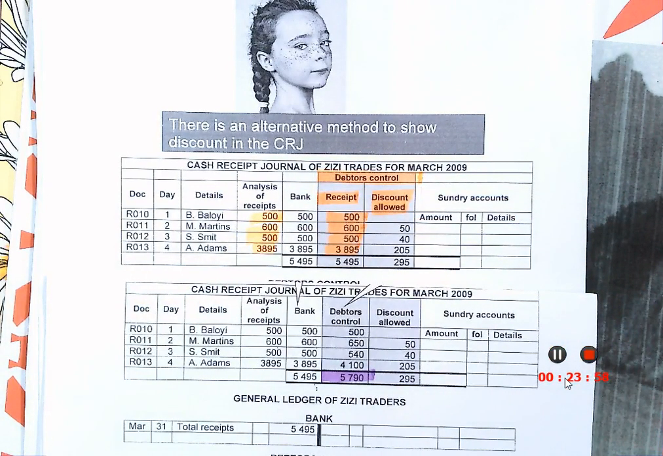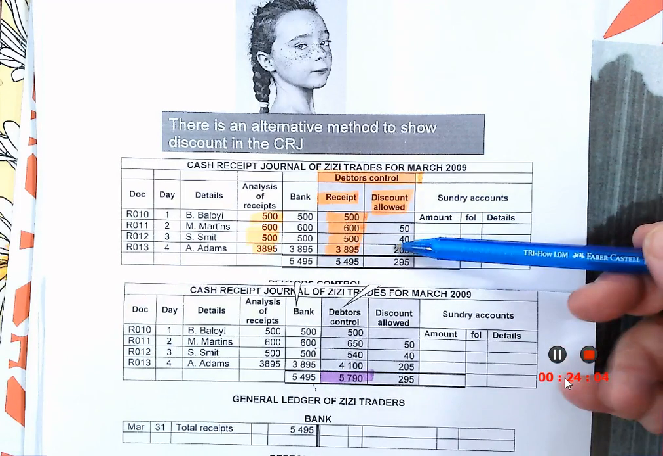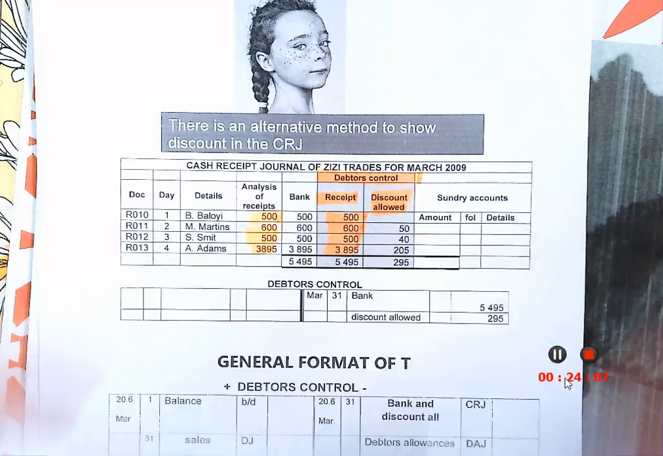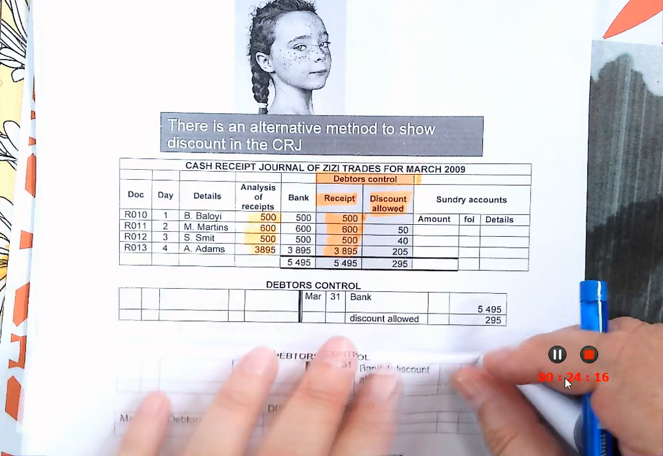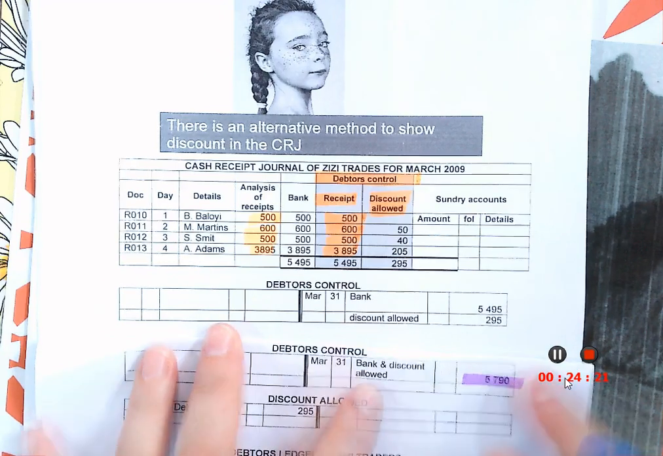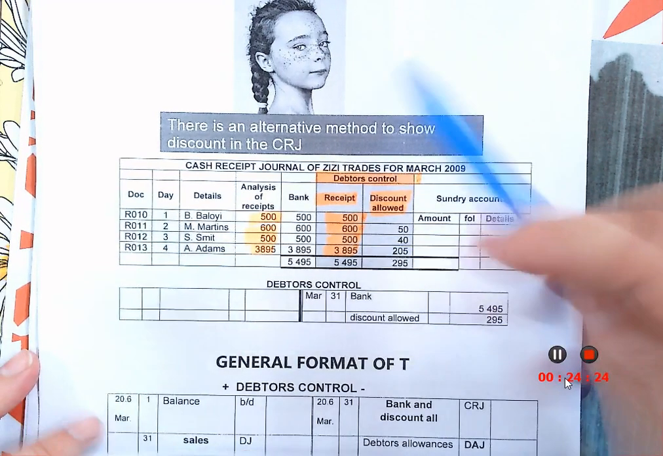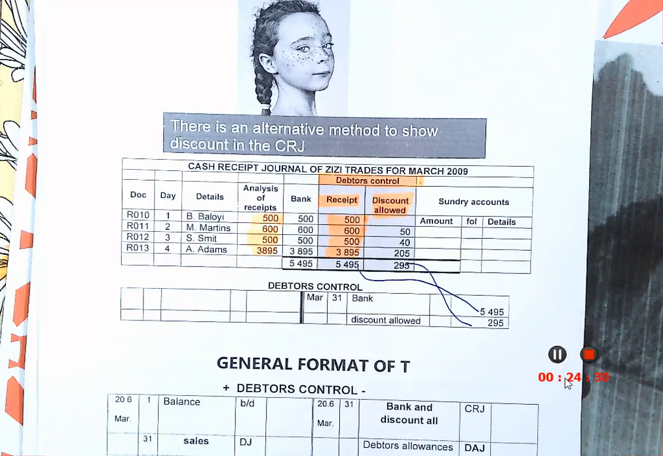Okay. Sharp. So this is an easier method. You write what you received and what's the discount. That's the difference. And then when I post it, it's different from what I did here. Remember, here I said bank and discount with one amount because I took it from the debtors control. But this one shows it separately. There goes the 549 and there goes the 295. And you can't choose your method. You have to see which method I asked you. You have to be able to do both.